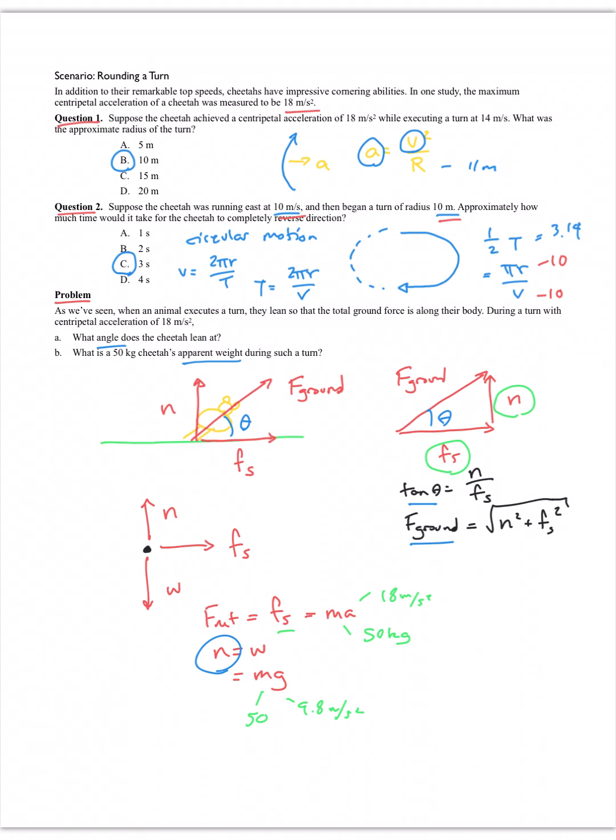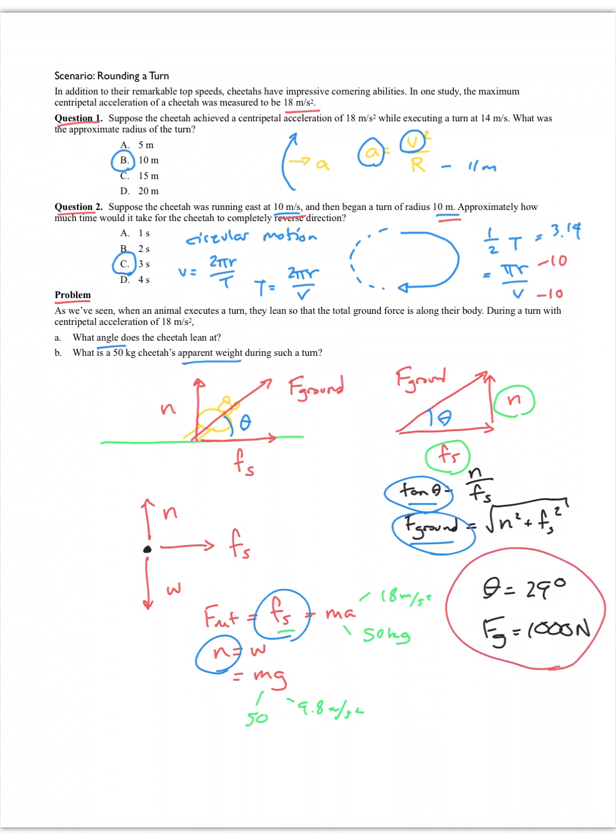I can also calculate what Fs is, and if I know N and Fs, I can calculate the tangent of theta and the ground force. If I do that, I get theta is 29 degrees, and the ground force is 1,000 newtons, which is about twice the cheetah's weight. That sounds like a very extreme turn, but cheetahs are extreme athletes. So my net result is very reasonable in terms of my understanding about how the world works.